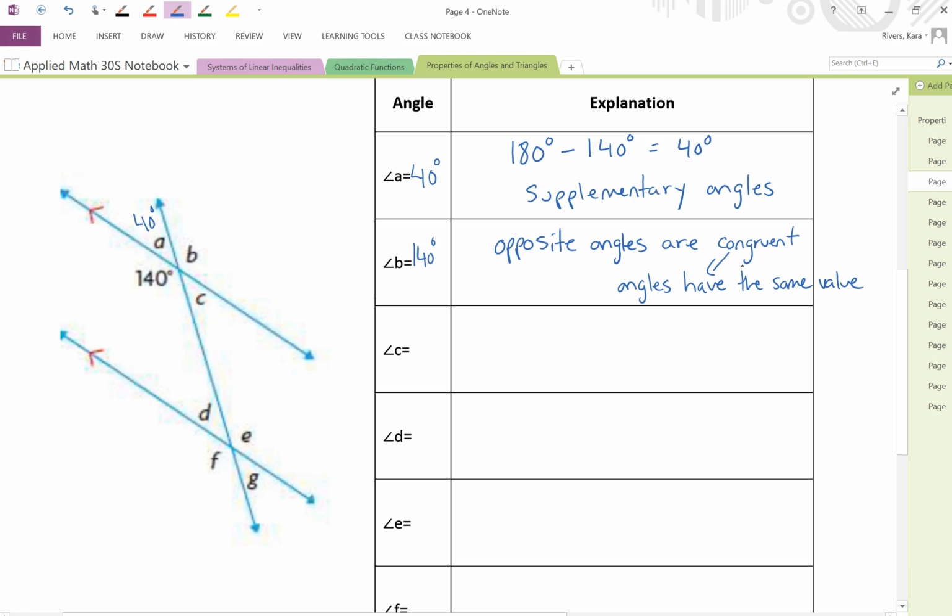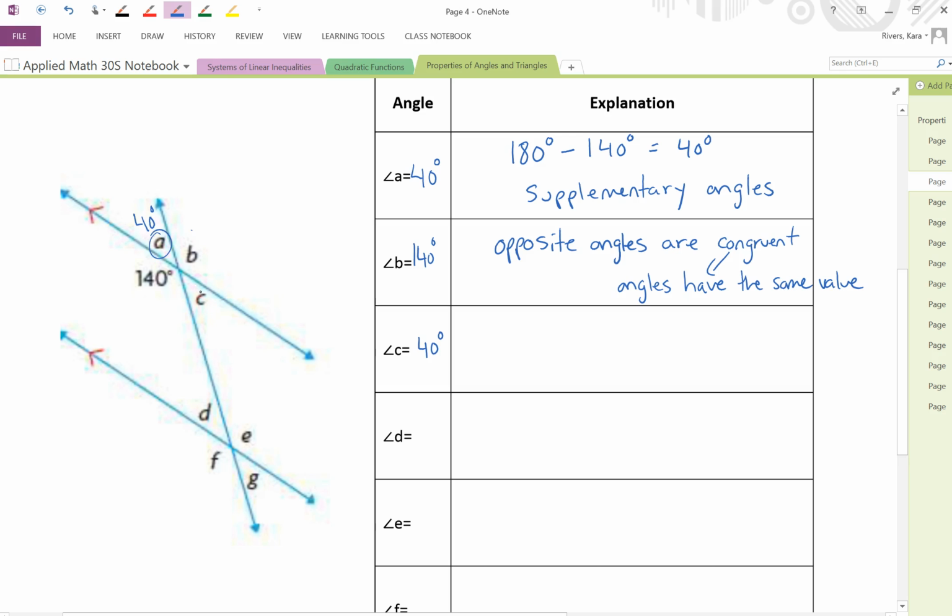So the word congruent we use often when we're using angles because it's just saying that the angles are equal or have the same value. Now angle C is going to be 40 degrees. Lots of different reasoning you can use. You can say that, well, this forms a circle. They all should add up to 360 degrees. So if this is 40, this is 140. C has to be 40 as well.